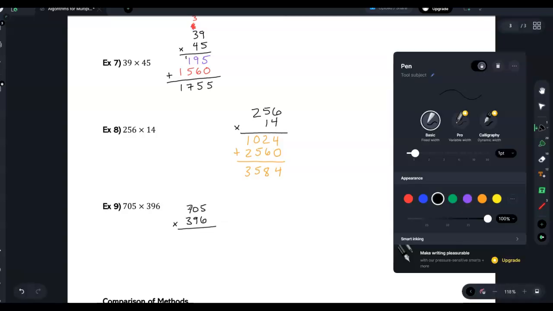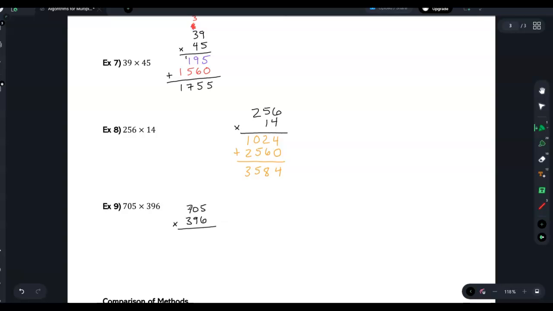So I am going to move through this right to left, starting with the 6, multiplying that by all 3 digits in 705. Once I'm done with the 6, then I will move to the 9 and multiply that by all 3 digits in 705. And then finally, I'll move to the leftmost one, the 3, and multiply that by all 3 digits in 705. So I'm doing the expansion. I'm expanding each of these numbers, but I'm doing that in my head.